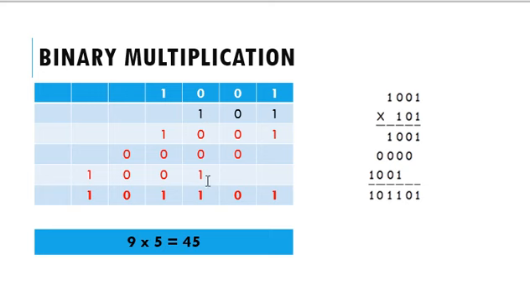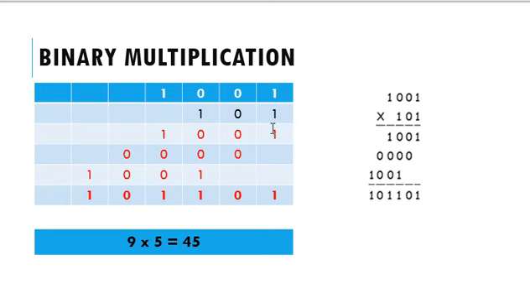1 times 1 is 1. 1 times 0 is 0. So it's done twice here. That's why we have 2 zeros. And 1 times 1 again, whenever you multiply 1 and 1, the answer is always 1. Now, after getting all these answers, it's time to add them.